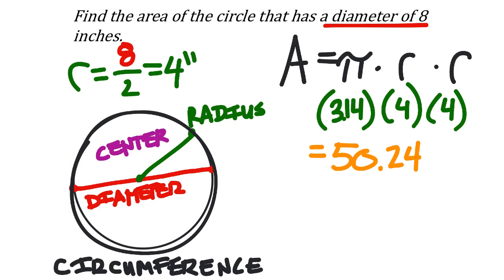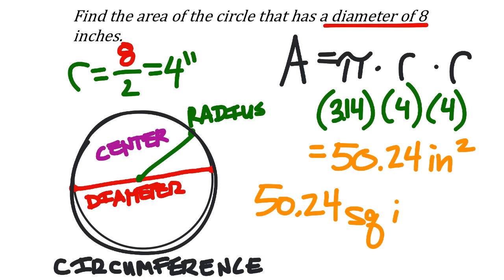But again, we do need a label, and it's area, so it's still in squares. But in this case, it's in inches squared. So again, if you wanted to write it as 50.24 square inches, you could. Either one of these would work.